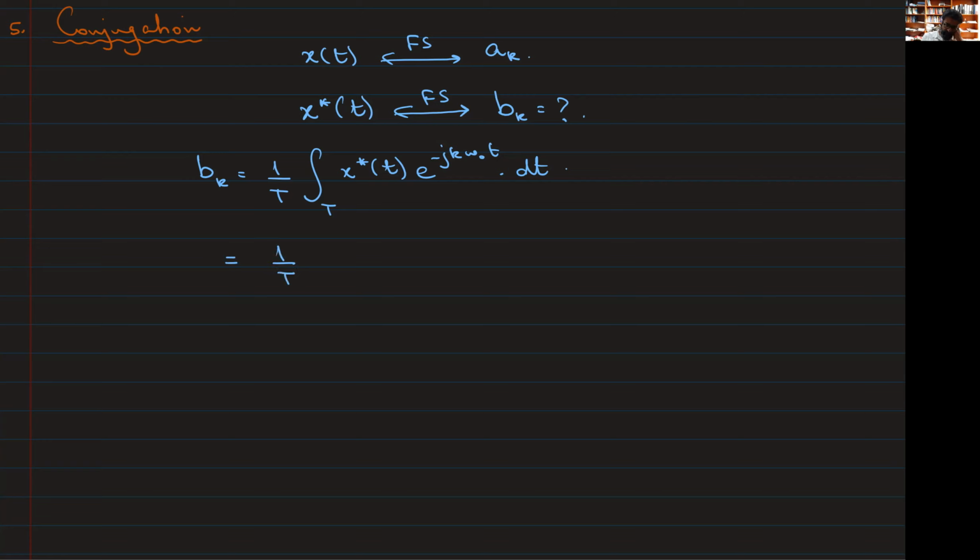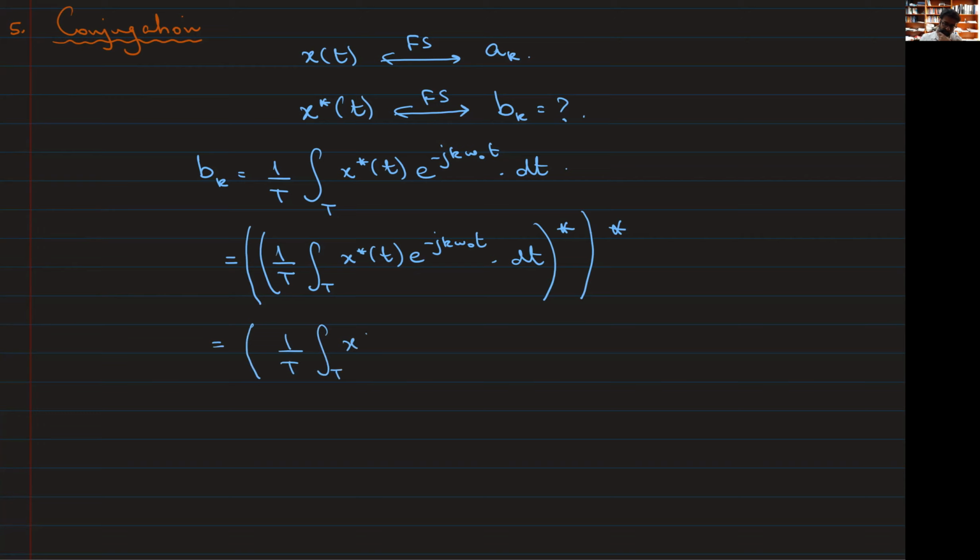If I take the conjugate of this number twice, let me take the conjugate first and then conjugate a second time, I don't really change the number. If I take the conjugate of that twice, I'm back to where I started. So if I do that, and then evaluate the inner conjugation, this is 1 upon T, this is capital T, this is x of t, so the conjugate of x conjugate of t is x of t, and e raised to the power minus j k omega naught t, the conjugate of that is e raised to the power plus j k omega naught t.